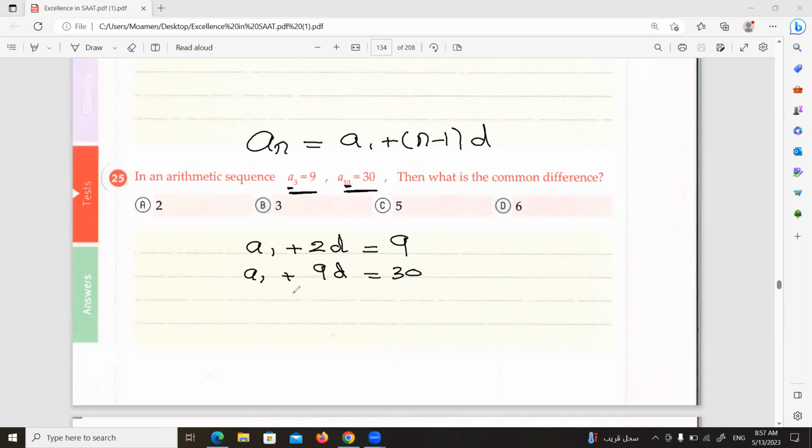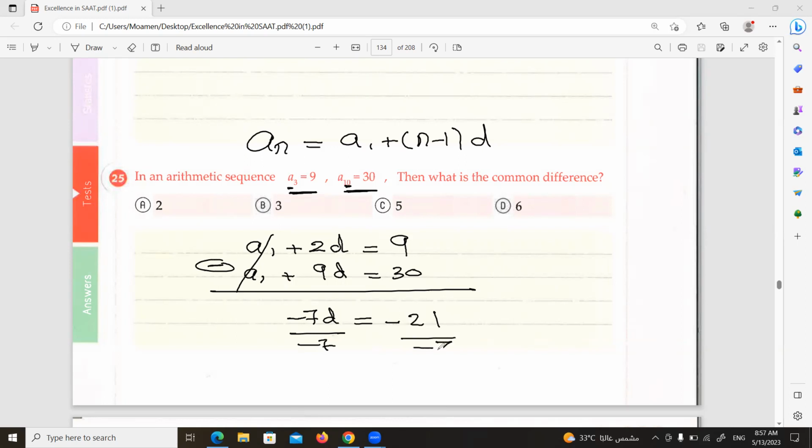And then after that, I'll use subtraction. If you subtract here, you will remove A1. A1 minus A1 equals 0. 2D minus 9D equals negative 7D. And 9 minus 30 equals negative 21. Divide by negative 7 here, divide by negative 7 here. So D will be equal to 3. So I get the common difference, as you see. He needs the common difference D, and we get the value which is 3.